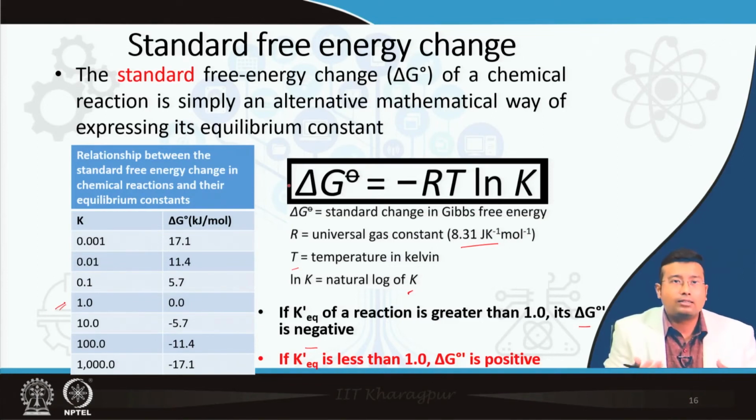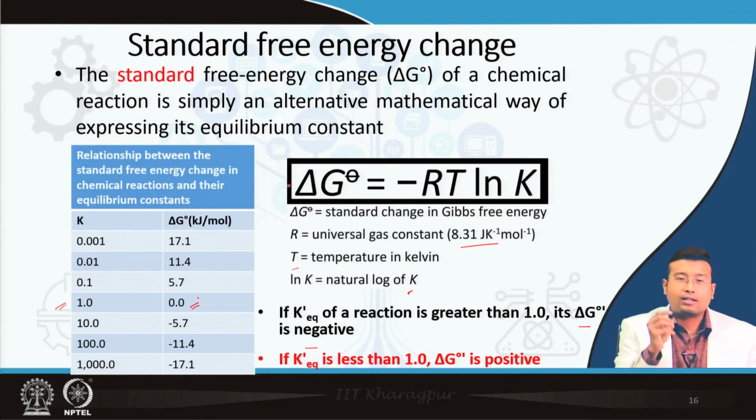Then what does it mean? It means the standard free energy change is 0. So the reaction is not proceeding in either way. If the delta G is negative, the reaction has to proceed in the forward direction. If the delta G is positive, the reaction has to proceed in the reverse direction. So this is basically the rule between the equilibrium constant and the standard free energy change.